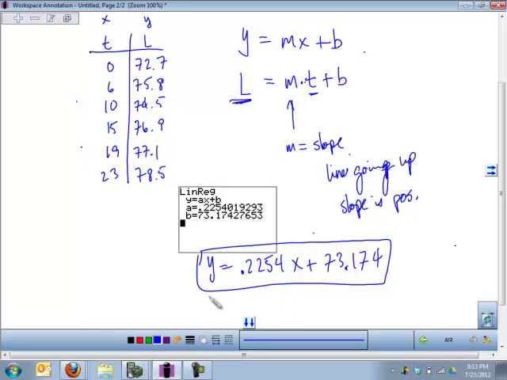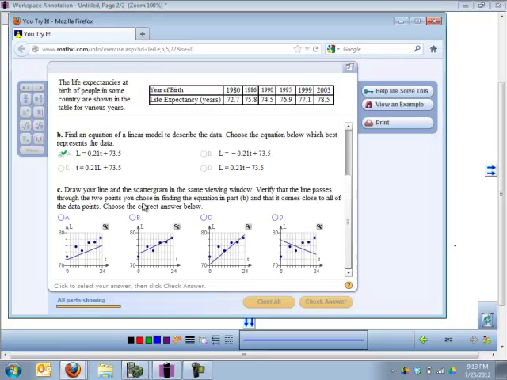All right, now back to the last question here. Draw the line and a scattergram in the same viewing window. So you can kind of tell that, again, by process of elimination, A is not good because the line's way below. D is no good because it's negative. And C looks like it goes a little bit too low, so it looks like B is your best answer.